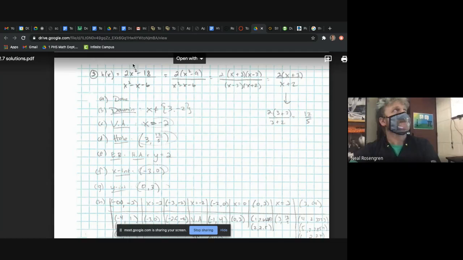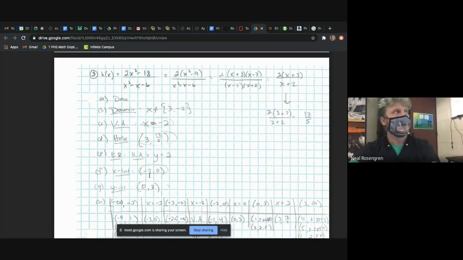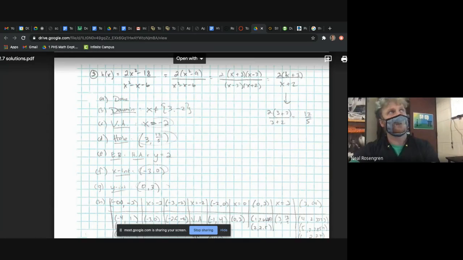Same degree top and bottom, so y equals the ratio of the leading coefficients. 2/1, so y equals 2. X-intercept is the 0 from the numerator. That's still there once I'm done simplifying, so there's -3 from that factor right there. And then the y-intercept is the ratio of the constants. -18 over -6, that's 3.